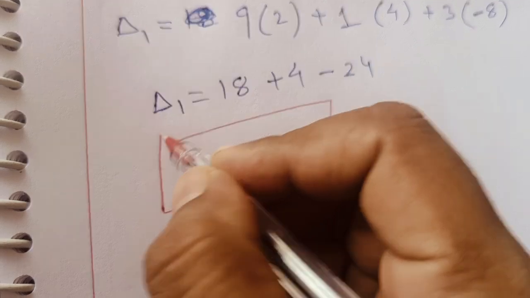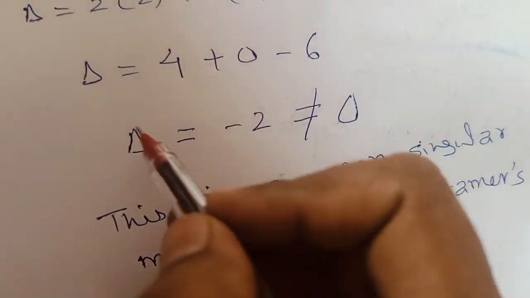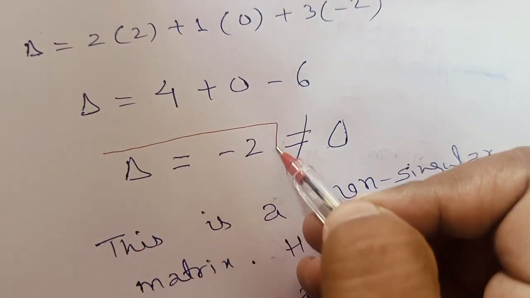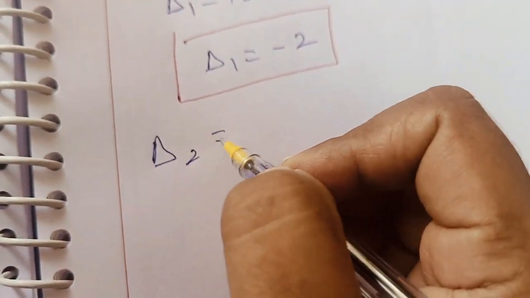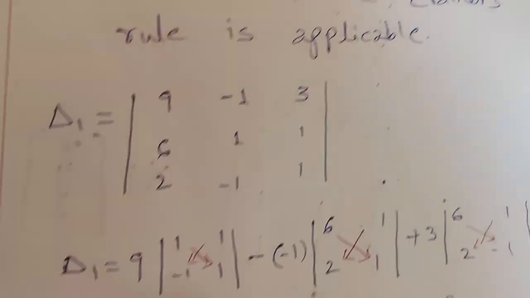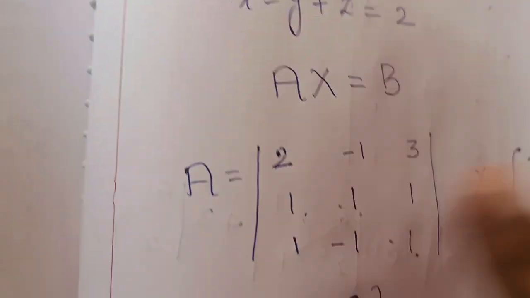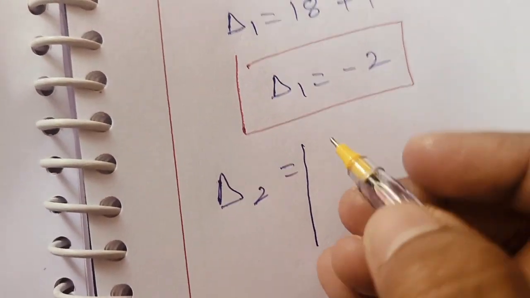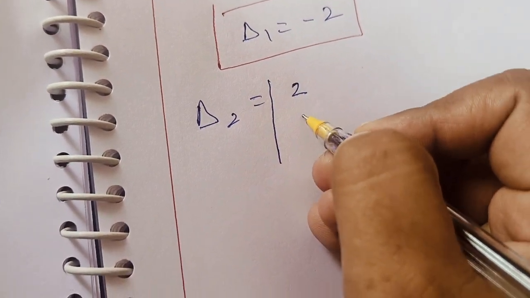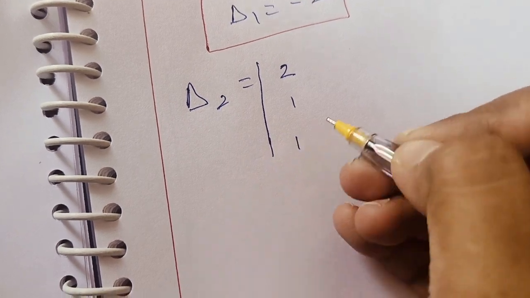This is delta 1. Here we got delta value is equal to minus 2. Now to find delta 2, we will keep first column as it is. This is 2, 1, 1. Here we will write 2, 1, 1.